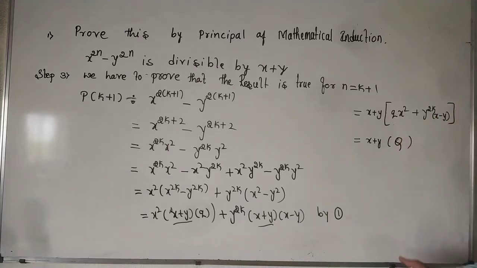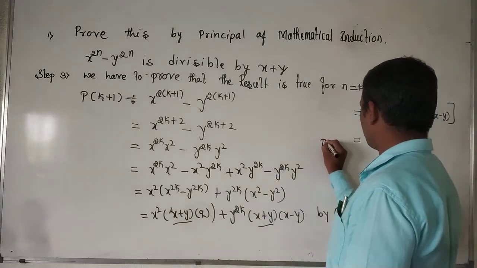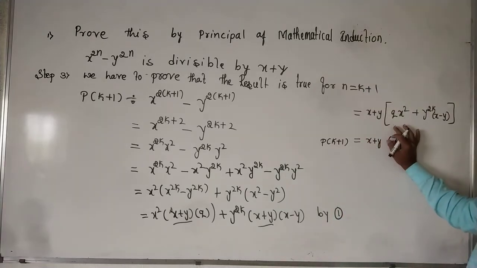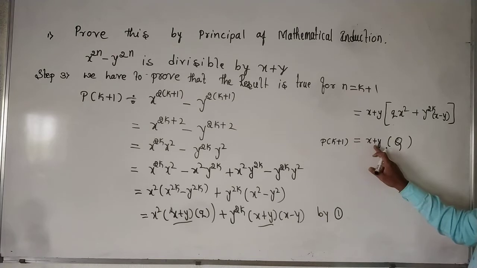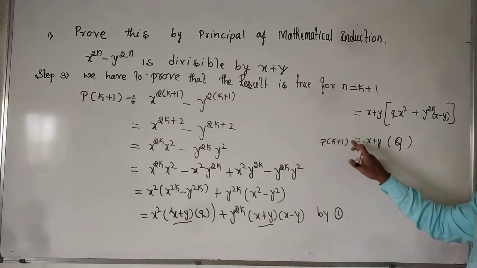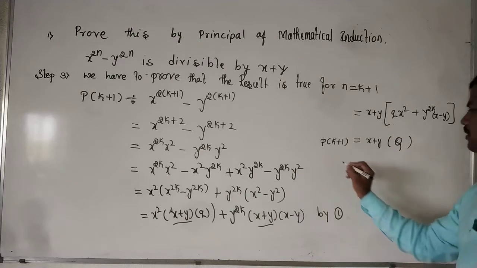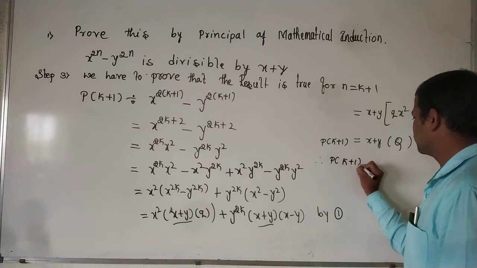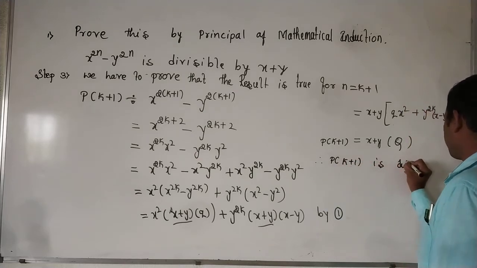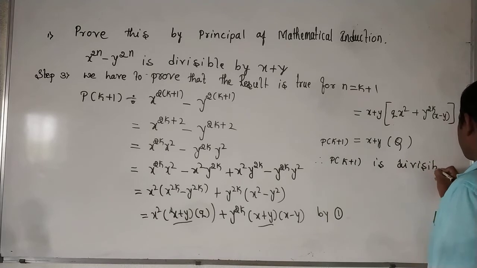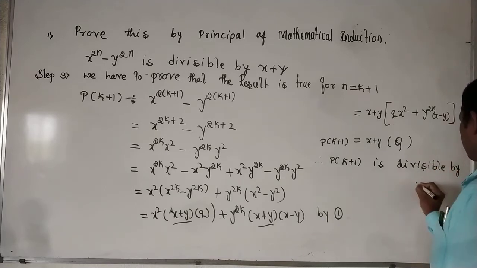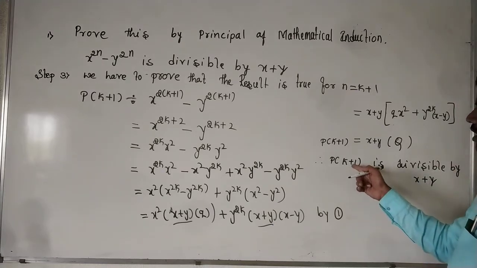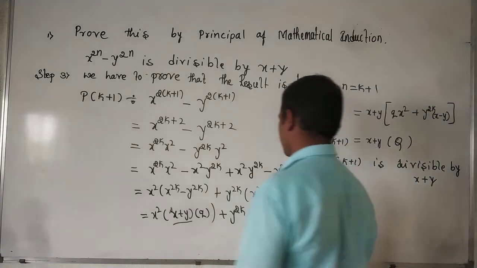Capital Q. So P of k plus 1 is a multiple of x plus y. If we get that P of k plus 1 is a multiple of x plus y, therefore we can say that P of k plus 1 is divisible by x plus y. If it is divisible by x plus y, the result is true for n equal to k plus 1.